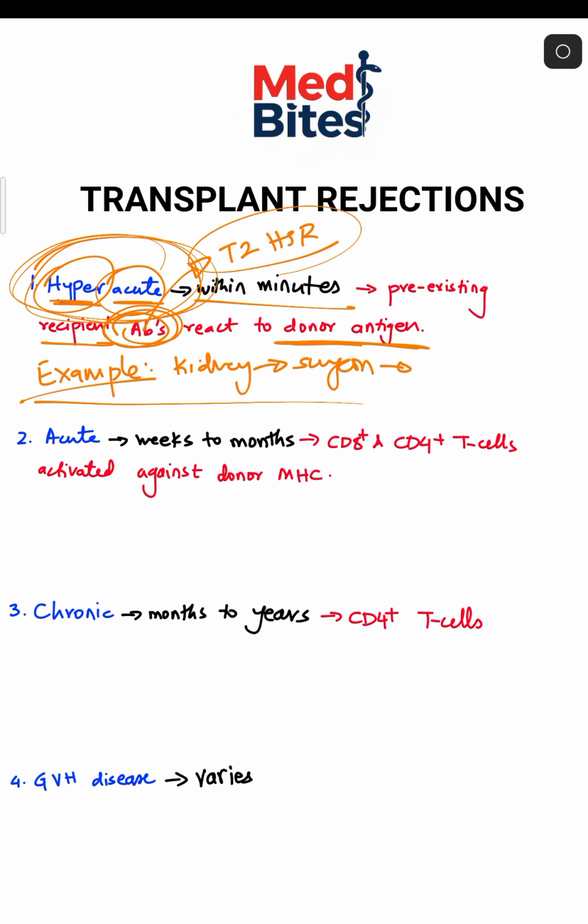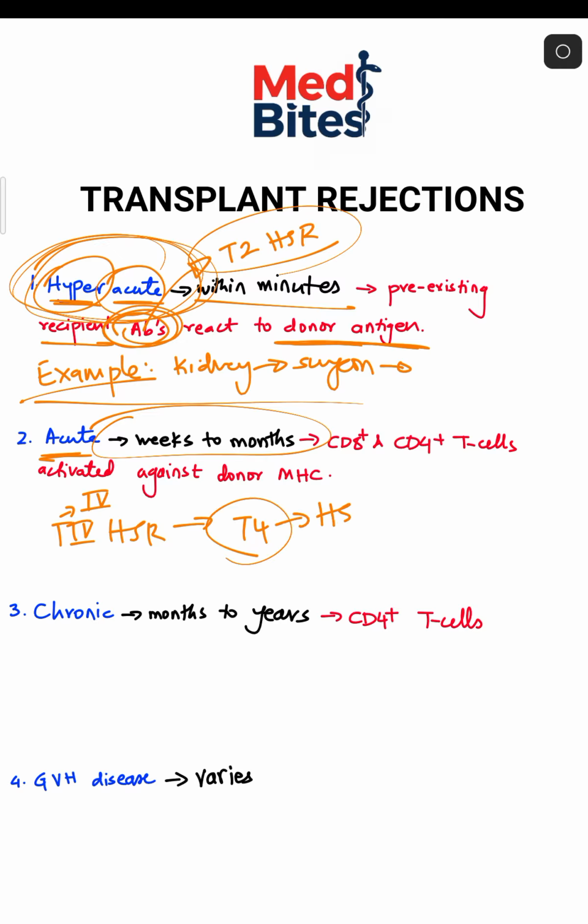Okay, the next one, acute rejection. This one happens weeks to months after a transplant, and it's mainly a type 4 hypersensitivity reaction. Oh, that's a Roman 4 IV, but okay, let's just put T4 here. Yeah, type 4 hypersensitivity reaction because it's completely cell mediated. Recipient CD8 and CD4 cells attack the donor's MHC molecules.